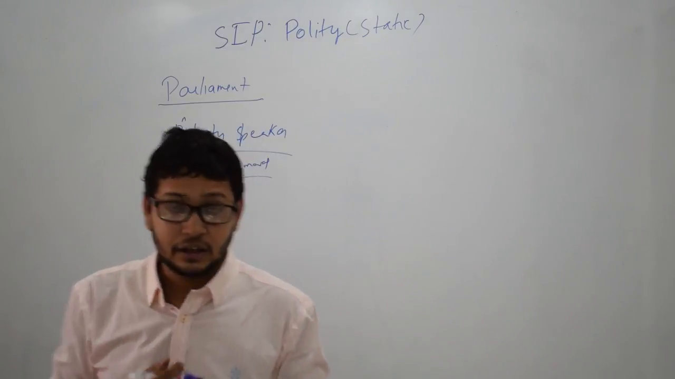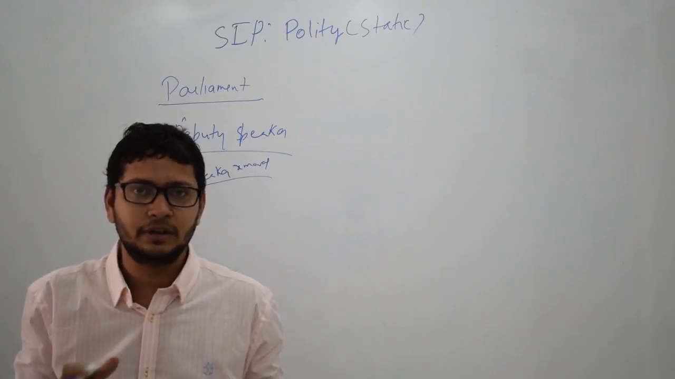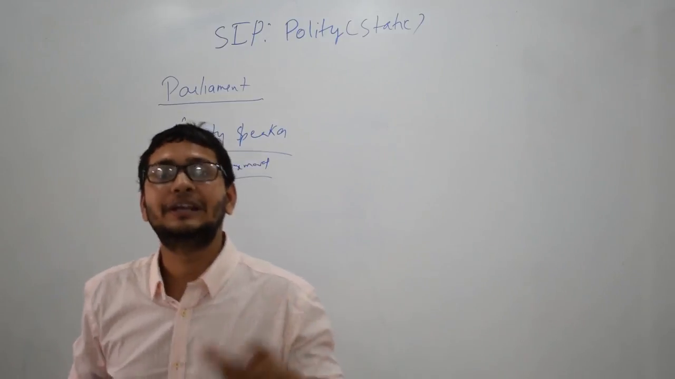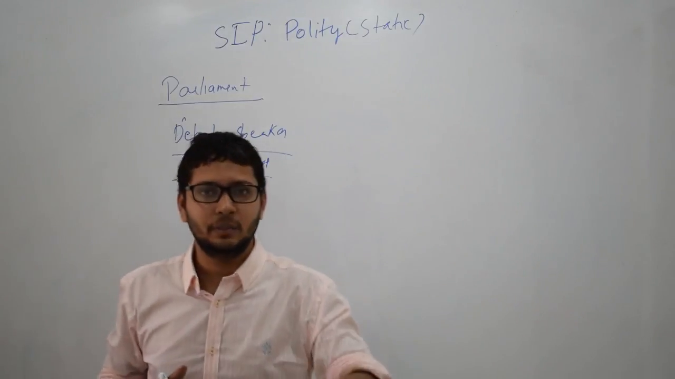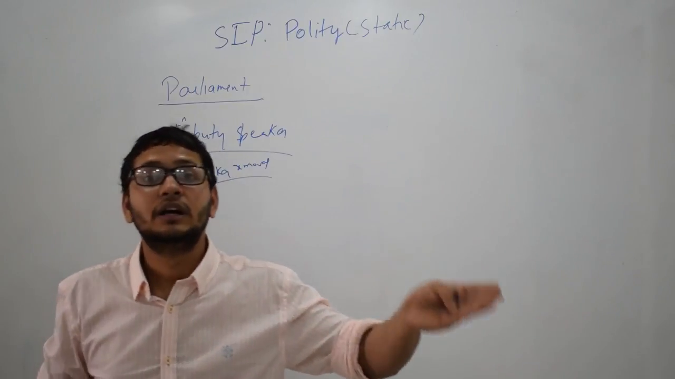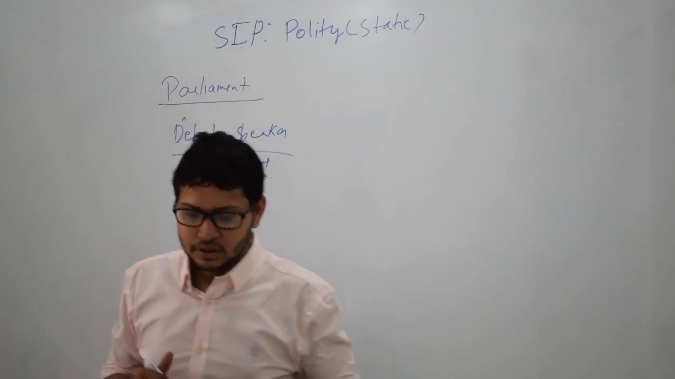And what are the other ways his term could be cut short? He can always resign by writing to the Speaker. So Speaker writes to Deputy Speaker when he or she wants to resign, and Deputy Speaker will write to the Speaker when he or she wants to resign.